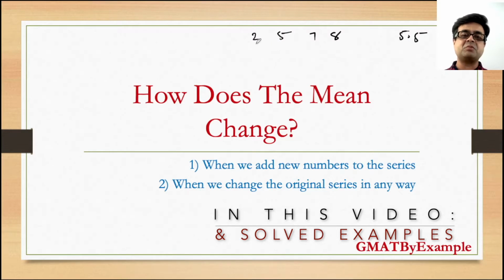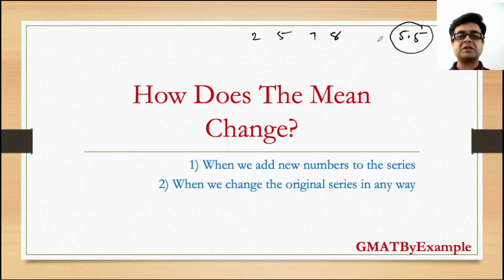What happens if you multiply each number by 3? What happens to the mean? Does it increase? Does it decrease? And if you add additional numbers to the series, for example 9, 6, 7, what happens to the new mean of the series? And we are going to look at step by step how to solve questions like this, along with some practice problems to really understand how to apply each of those concepts.